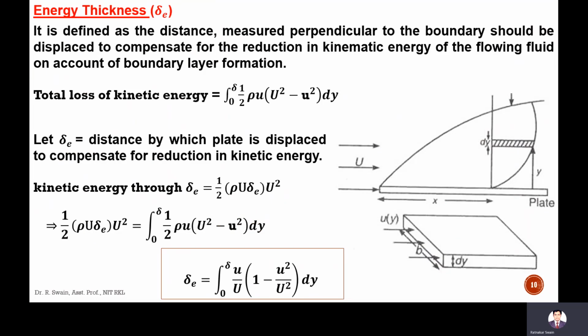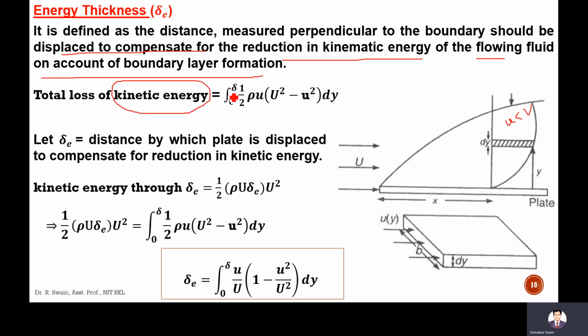Similarly, energy thickness. Here the kinetic energy is compensated. It is defined as the distance measured perpendicular to the boundary by which it should be displaced to compensate for the reduction in kinetic energy of the flowing fluid on account of boundary layer formation. Again I am repeating, on account of boundary layer formation there will be retardation. Due to retardation there will be reduction in velocity, and due to this reduction in velocity there will be loss of kinetic energy.